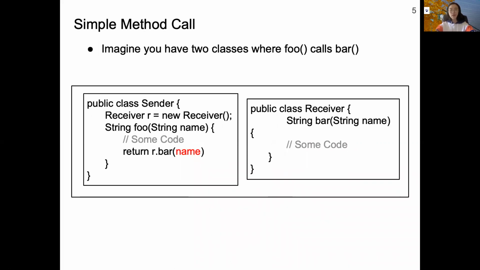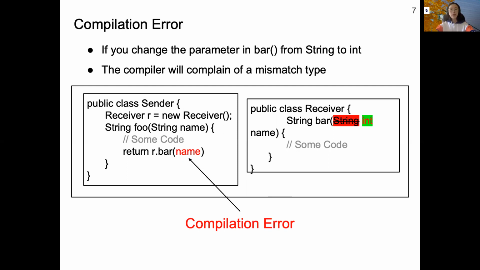Here is an example of a simple method call between classes in a monolithic application. The foo function in the sender class calls the bar function in the receiver class. Now, if I change the parameter from string to integer, the compiler will complain of a mismatch type when calling the bar function from the foo function before you run your application.